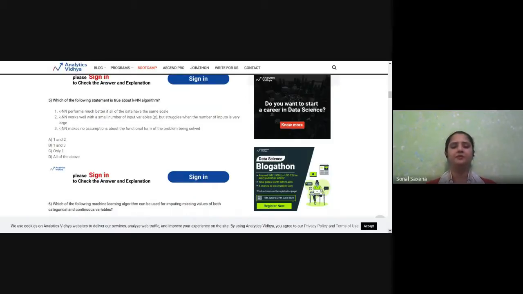And let's see question number 5. Which of the following statements is true about the KNN algorithm? First, KNN performs much better if all of the data have the same scale. Second, KNN works well with a small number of input variables but struggles when the number of inputs is very large. And third, KNN makes no assumptions about the functional form of the problem being solved. So according to you, which one is the correct option? Is it 1 and 2? Is it 1 and 3? Is it only 1? Or are all of the above equally correct?